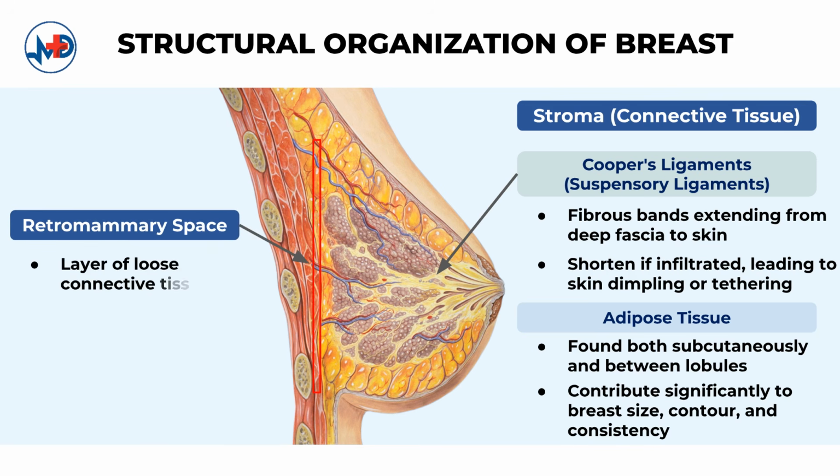Next, the retromammary space. This is a layer of loose connective tissue found between the posterior aspect of the breast and the fascia covering the pectoralis major muscle. This space allows for a degree of breast mobility over the chest wall.